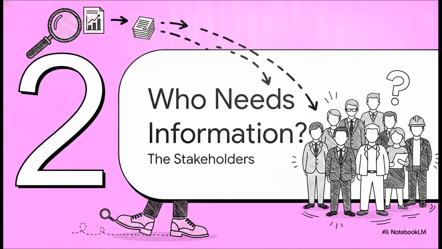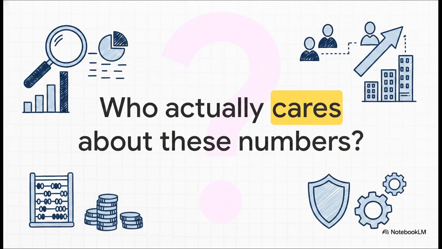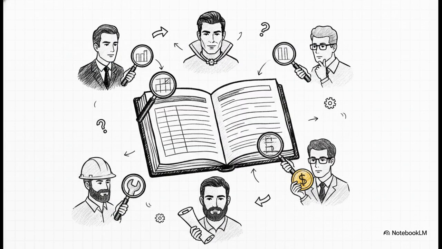Moving right along to section 2. Who needs this information? The stakeholders who actually hired us. It's a totally fair question. Who actually cares about these numbers enough to spend hours staring at them? The answer might actually surprise you, because it's definitely not just accountants sitting in a back room somewhere. The survival and success of a ton of different groups depend entirely on our investigative work. We've got a wildly diverse cast of characters. Everyone is looking at the exact same financial statement, but they're searching for totally different clues.